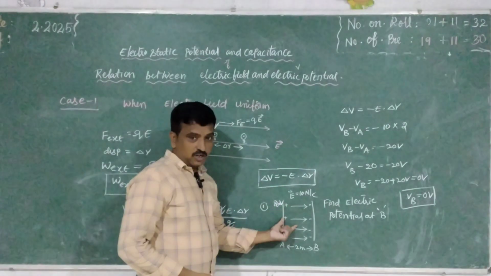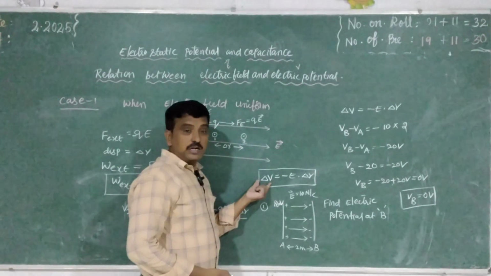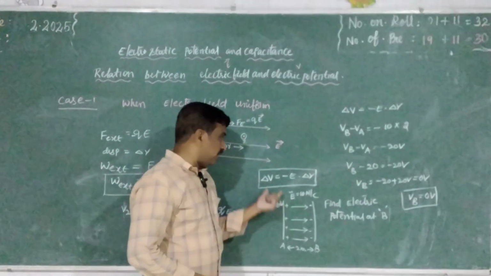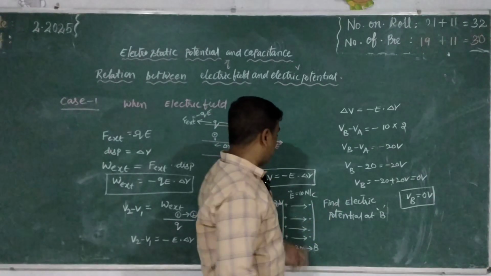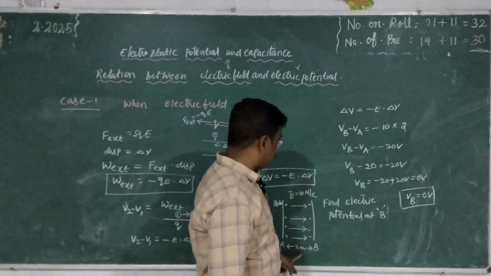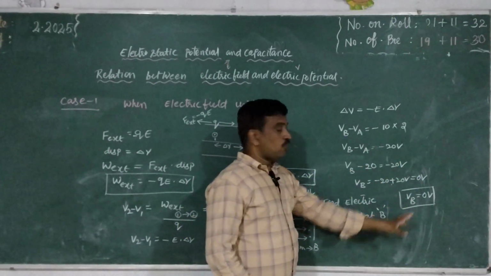This is the solution using this relation. It is a uniform electric field, so we can use this relation: delta V equals minus E dot delta R. Delta V means VB minus VA. E is 10, delta R is 2 meters. So we just write this and we get the potential at B.